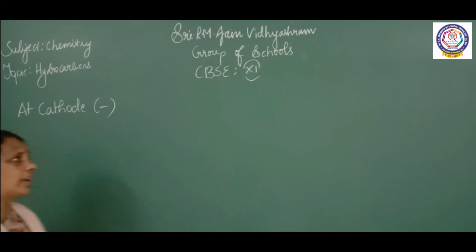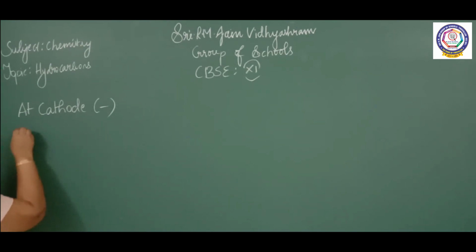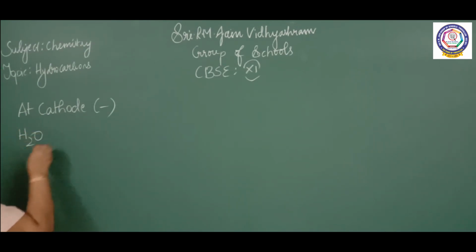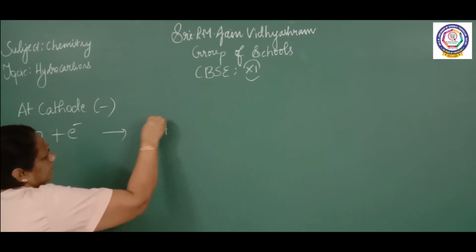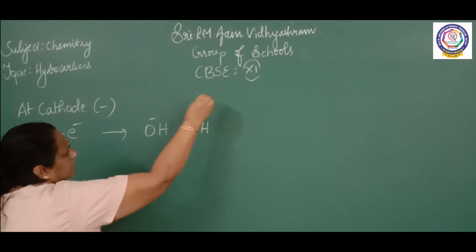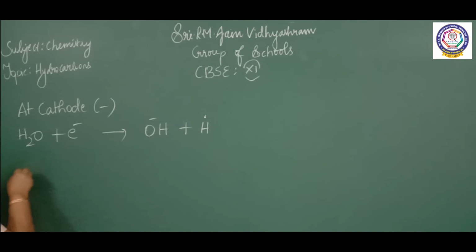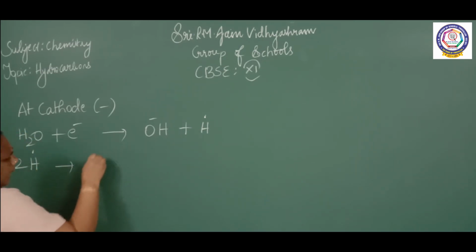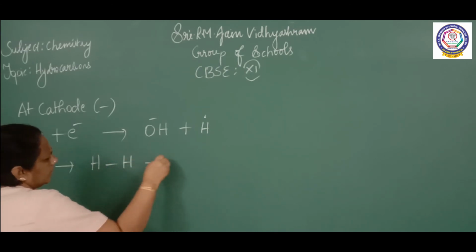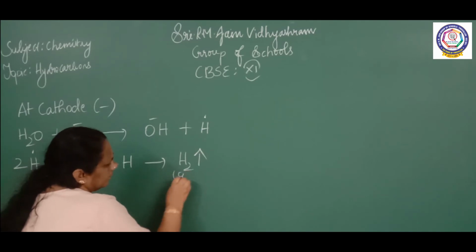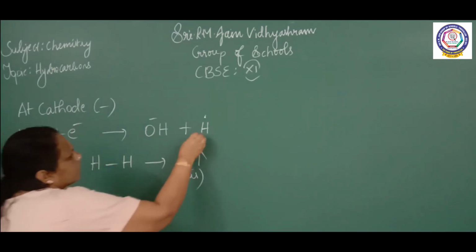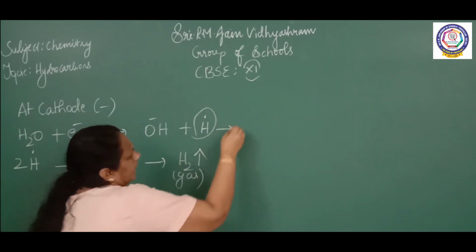So at negative, what particle will be there? Positively charged particle. So here water gains an electron, and you will be getting OH minus and hydrogen free radical. So 2 hydrogen free radicals combine to give hydrogen gas. So what is this actually? Hydrogen free radical.